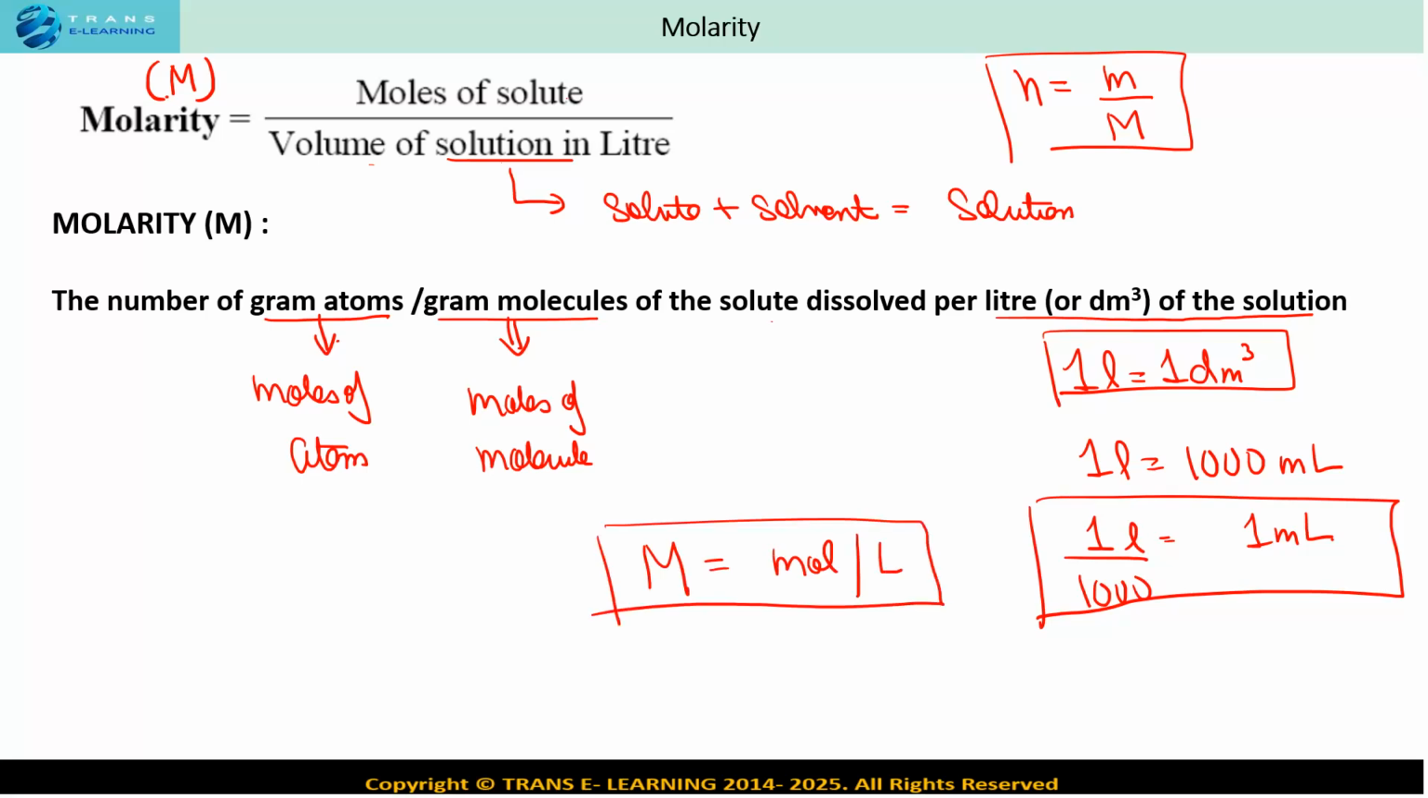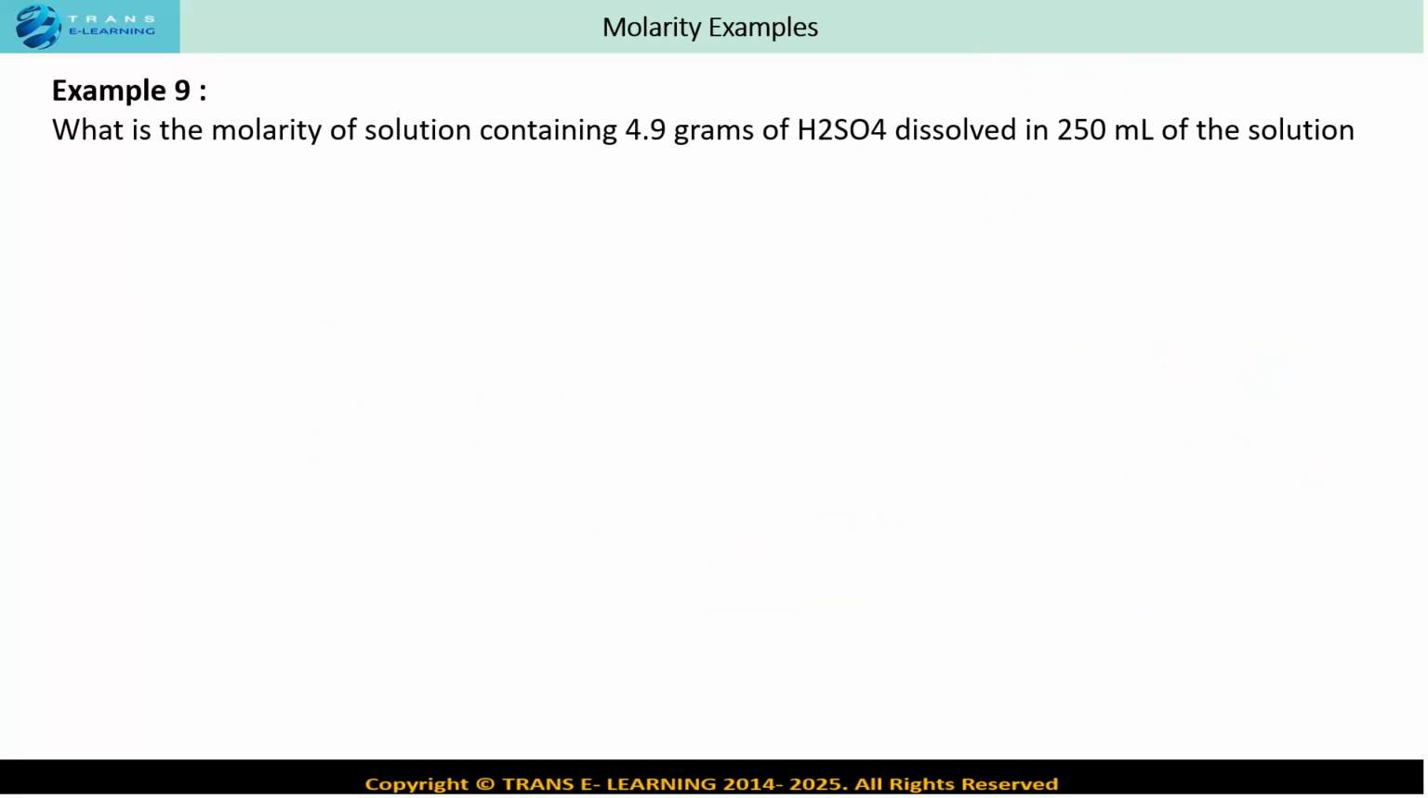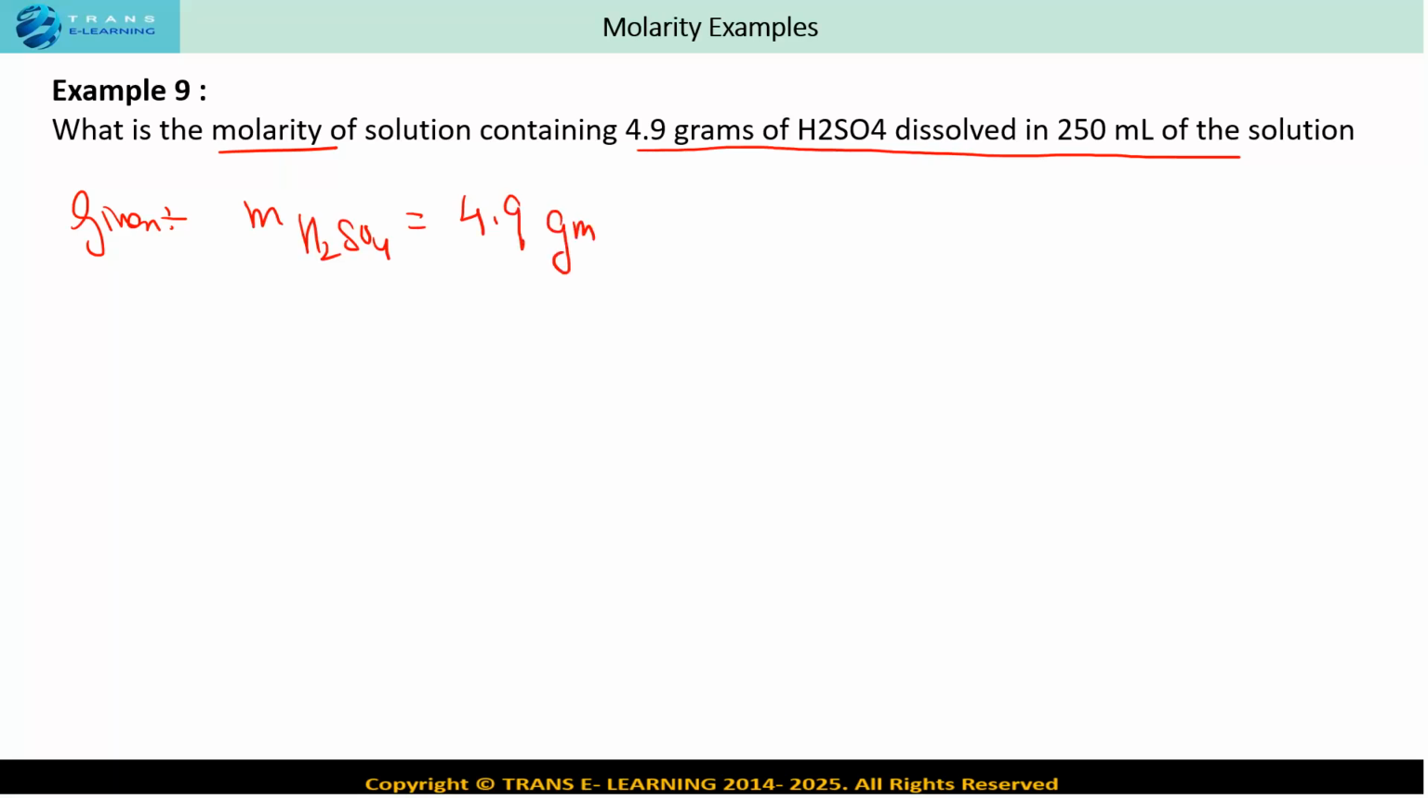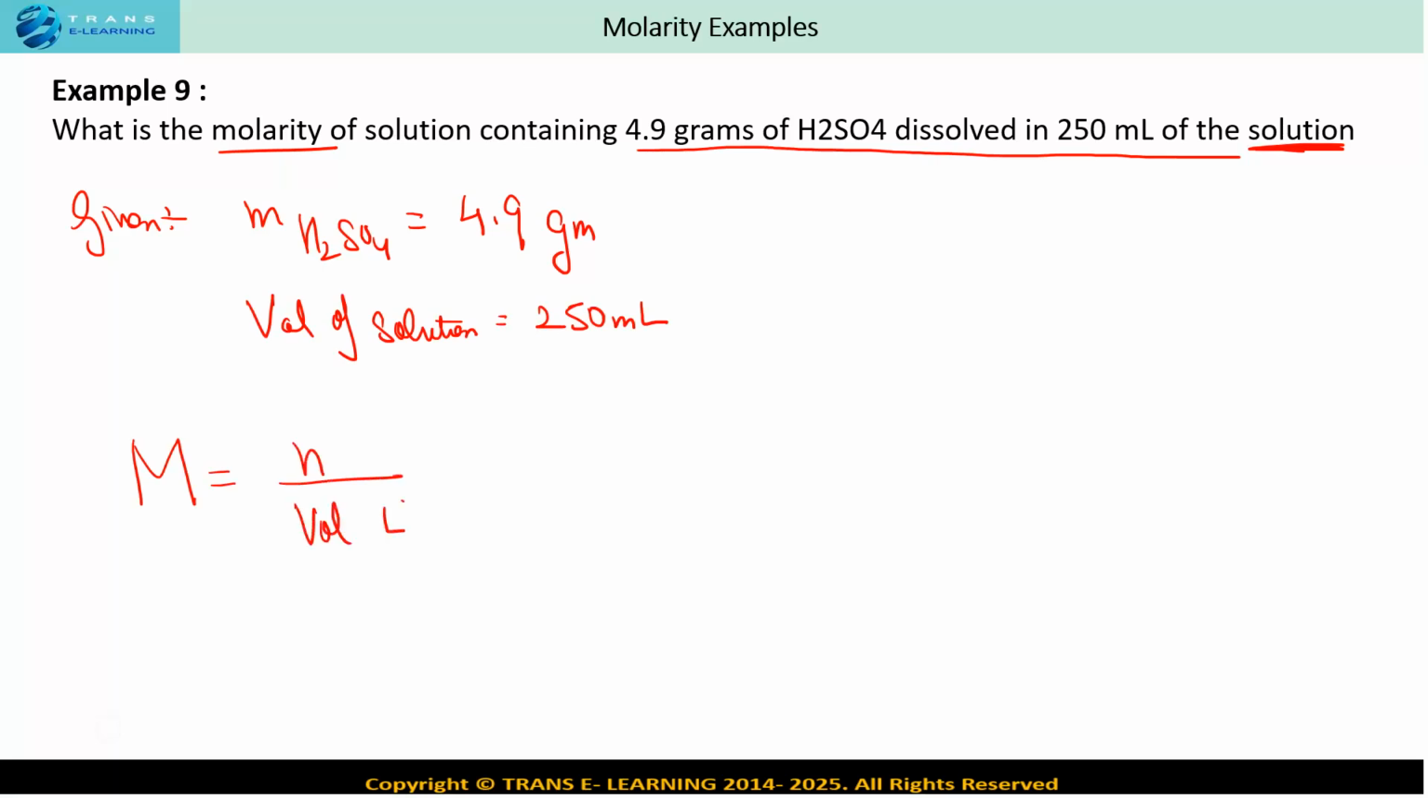Now let us understand this with the help of an example. We have to find the molarity of a solution containing 4.9 grams of sulfuric acid dissolved in 250 ml of the solution. What is given to us? First of all, the mass of the sulfuric acid is given as 4.9 grams, and the volume of the solution is given as 250 ml. It is clearly mentioned solution, right? We have to calculate the molarity. Molarity is equal to number of moles upon volume of solution in liters.